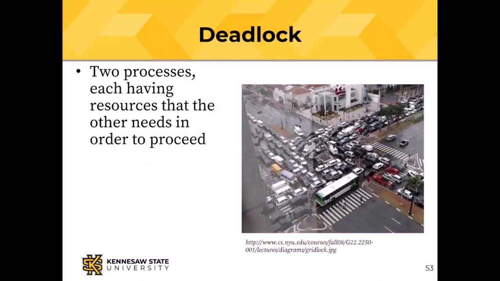One of the problems that an operating system can run into is deadlock. Two processes, each of which has resources that the other one needs. I have a machine with 2 tape drives. My process grabs one of them. Somebody else's process grabs the other one. Now I need the second one, and the other process needs the first one. Neither of us can advance. We end up with a situation like that one.